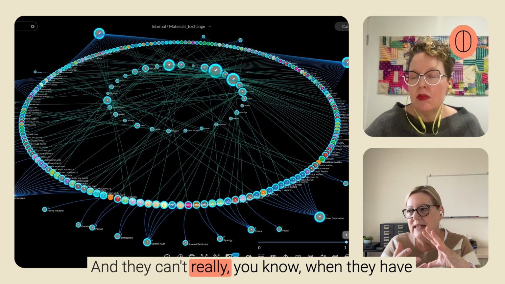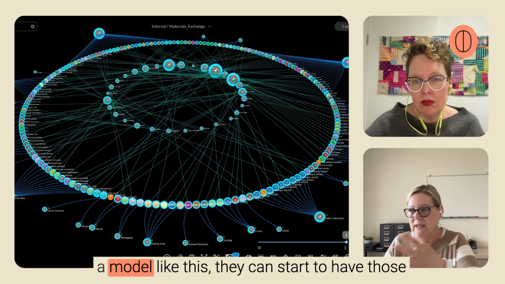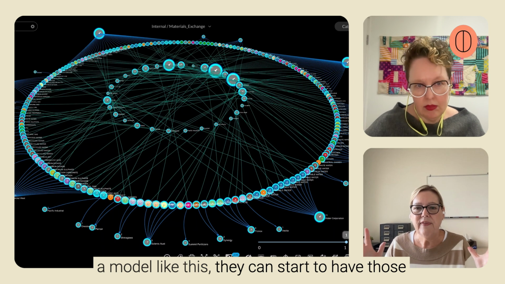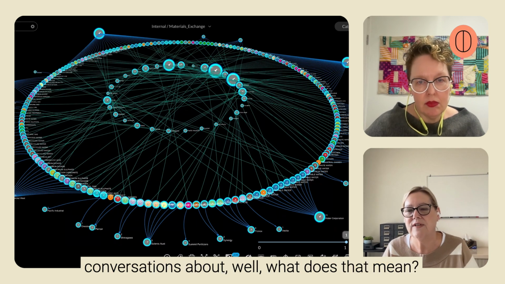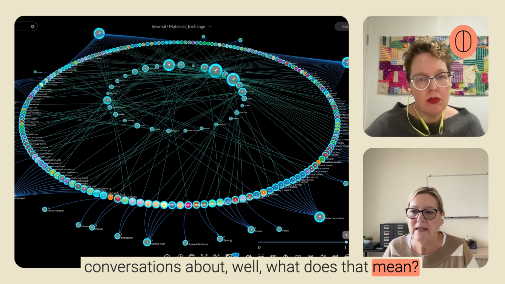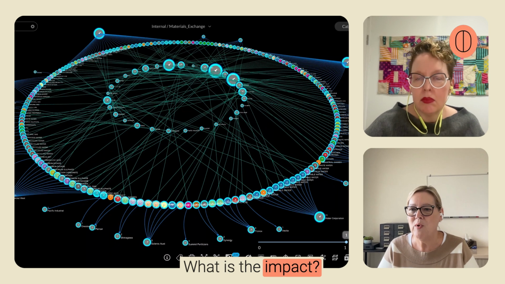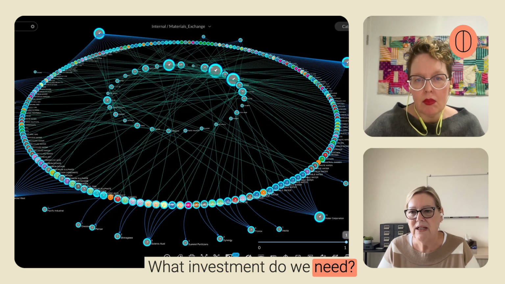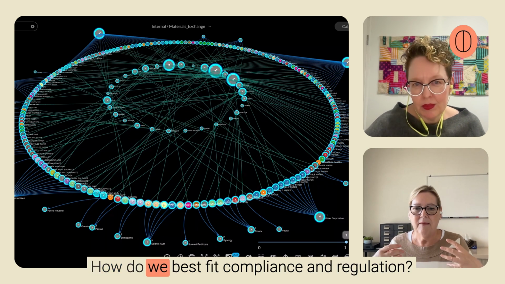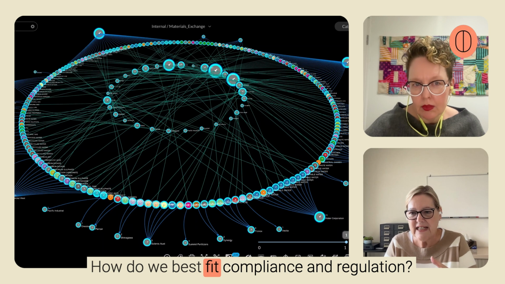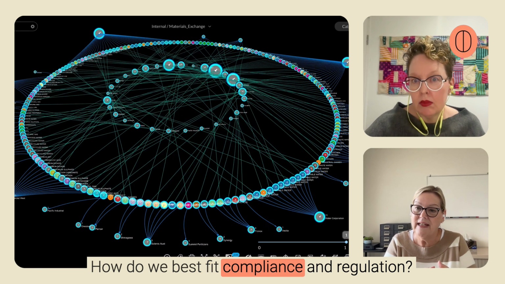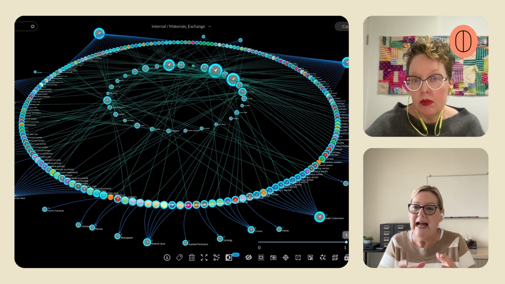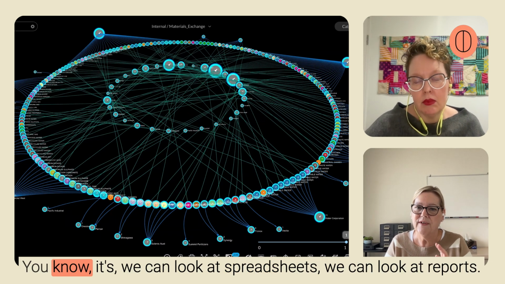And when they have a model like this, they can start to have those conversations about, well, what does that mean? What is the impact? What investment do we need? How do we best fit compliance and regulation? And who's involved?